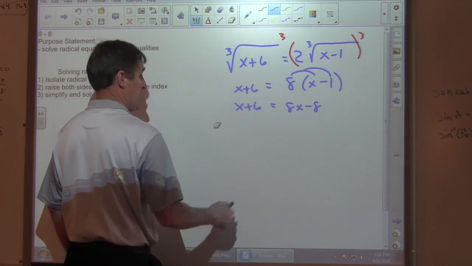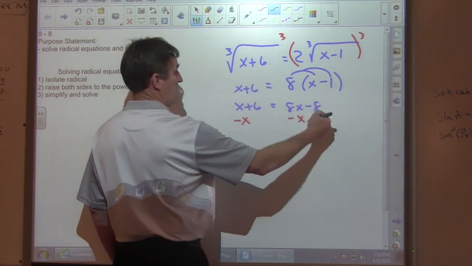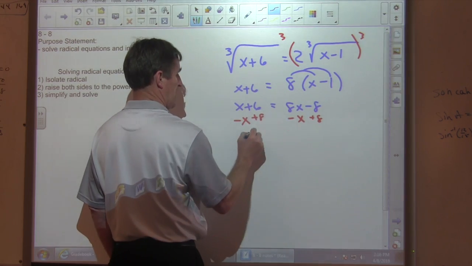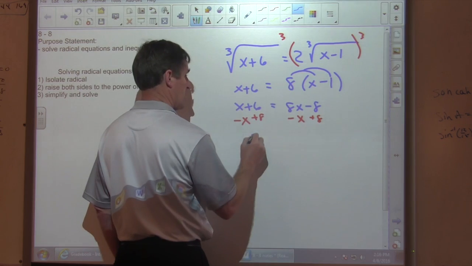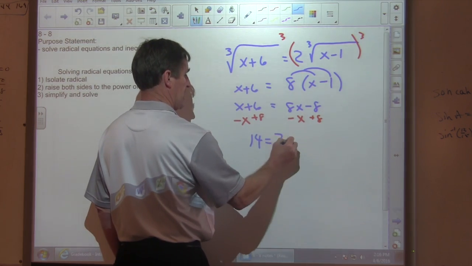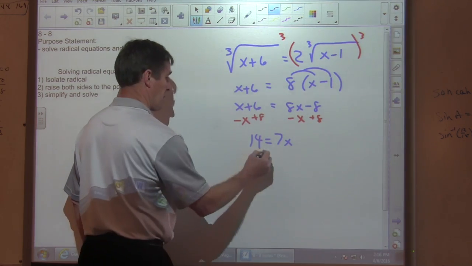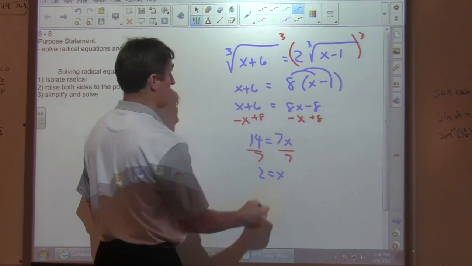So I'm going to solve this, I'm going to get the x's on the same side, and I'm going to do this at the same time. I'm going to move the 8 over to that side, so I'm going to add 8, and so I get 14 equals 7x, and divide by 7. So we get 2 equals x.